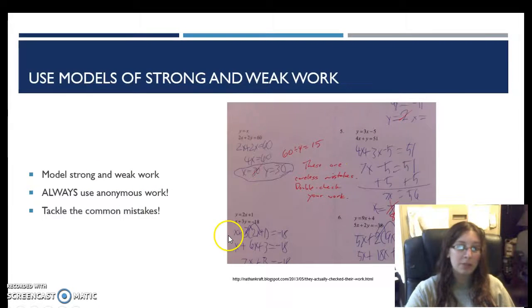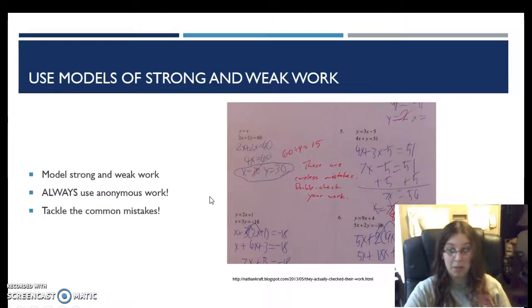We can use models of strong and weak work. Always use anonymous work so we don't embarrass anyone. Try to tackle the common mistakes that students often make. This way our students won't constantly make those same mistakes.